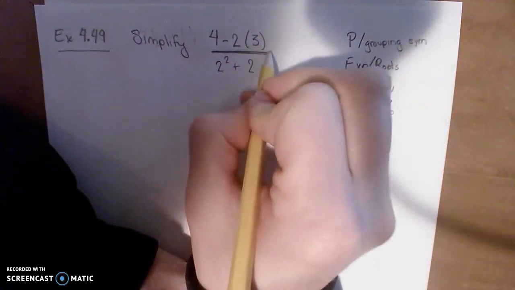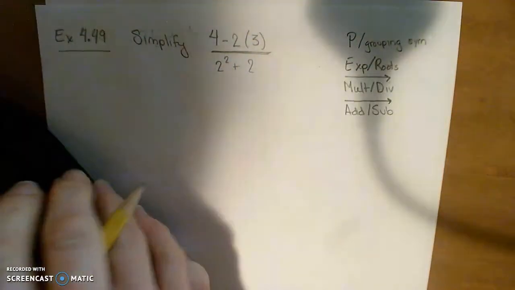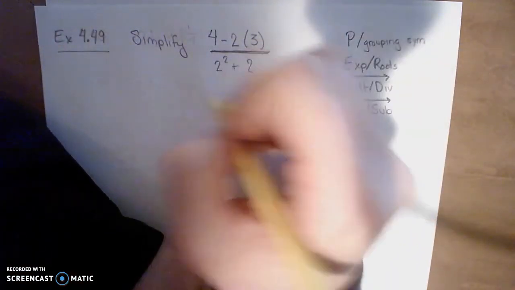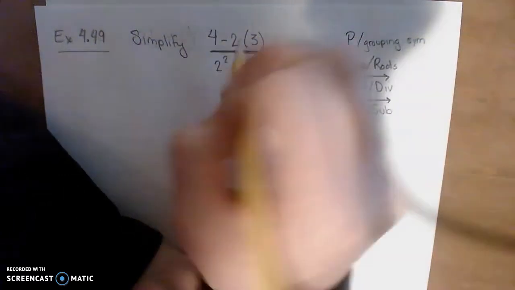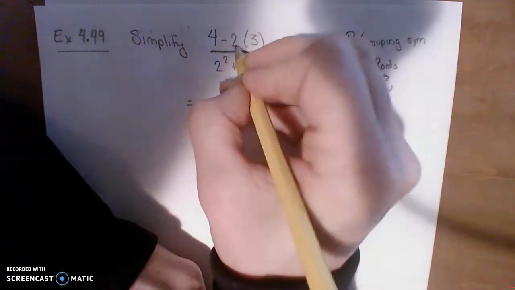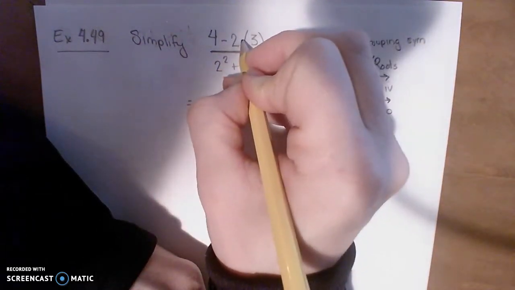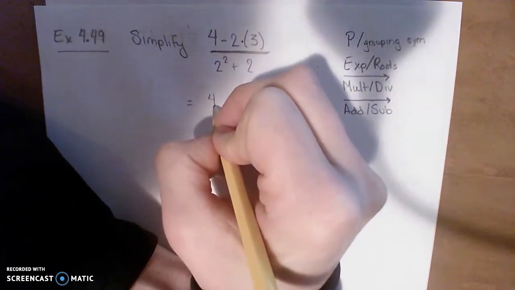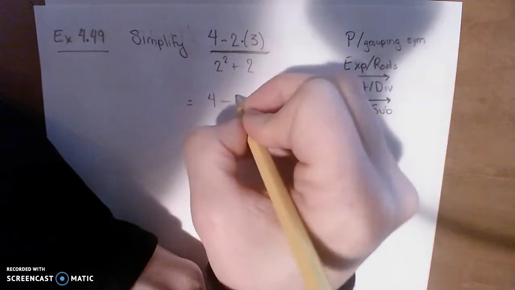First, I see this grouping symbol, the fraction bar. So it's going to tell me to do everything in the numerator separately from everything in the denominator. So in the numerator, first thing I'm going to do here is the multiplication that I see. That comes before the subtraction. So I'll just rewrite the 4 minus 2 times 3 is 6.